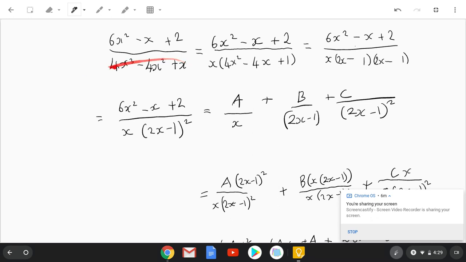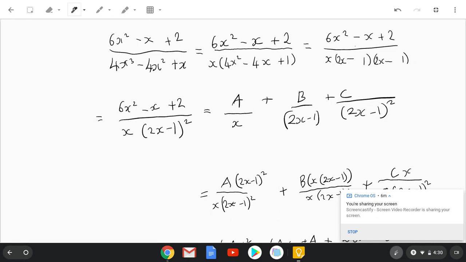So here what I'm doing is I'm factorizing the denominator again. I pulled out the x, and that's what I'm left with. But then I've noticed that when I factor this expression here, I end up with 2x minus 1 and 2x minus 1.